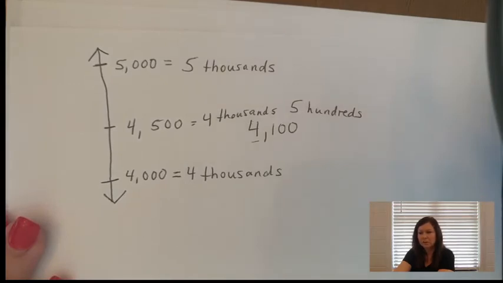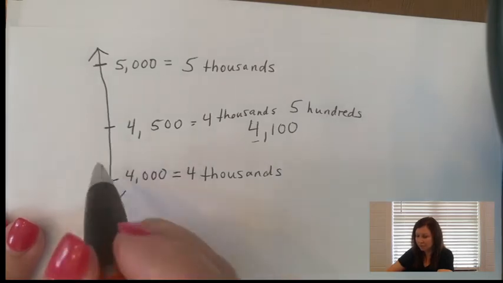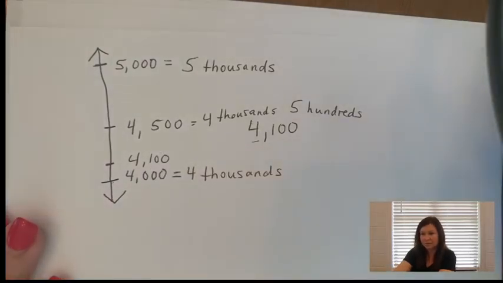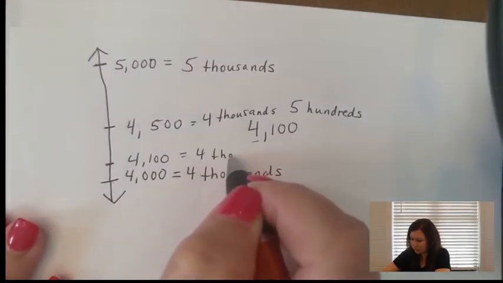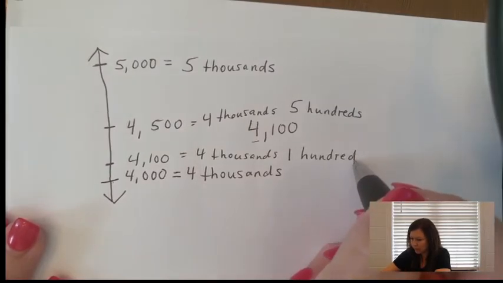Okay, so where should I label 4,100? Tell me where I should stop. If I start here at 4,000, tell me when I should stop at 4,100. Ready, set, go. Oh, you're right. I'm going to stop right there. 4,100.